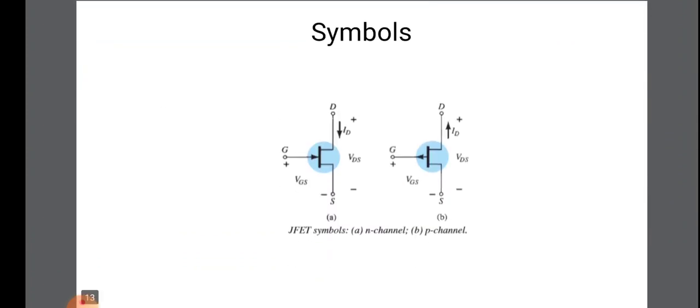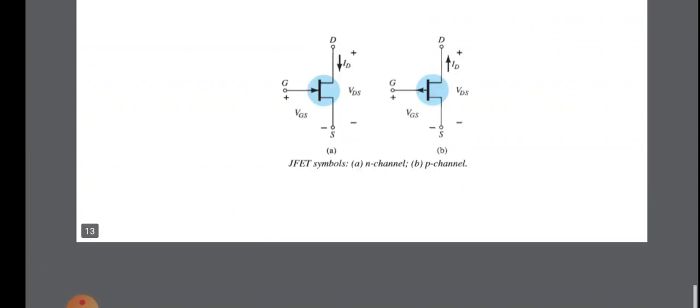Symbols for the N-channel FET and P-channel FET. This will be used while analyzing circuitry.